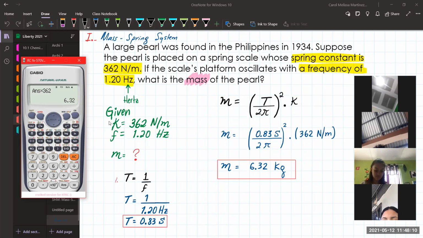As you can see, the application of the formula is very simple. But just remember that you have to solve everything that is here in this parenthesis first. And the answer you get, you raise it then to the second power. Once you have the result, you multiply times the spring constant.